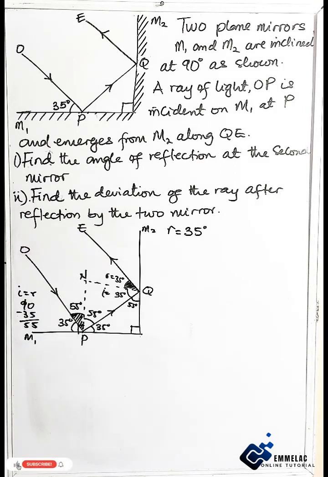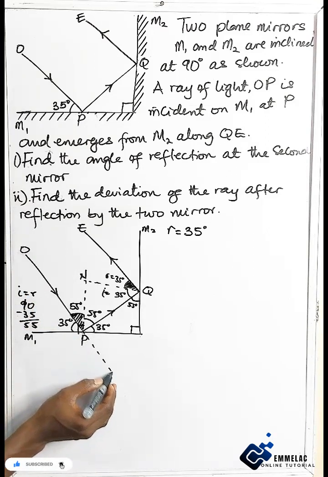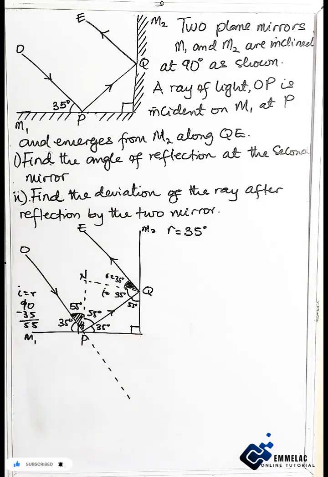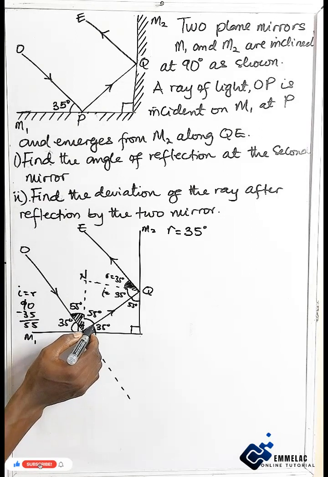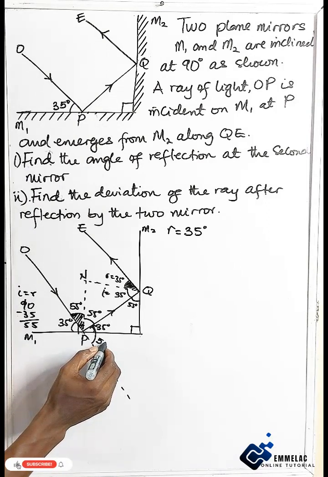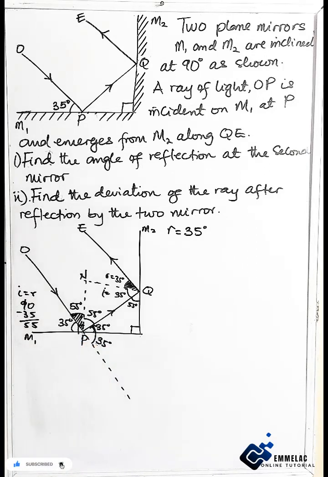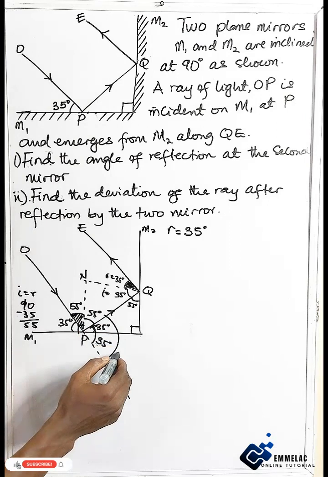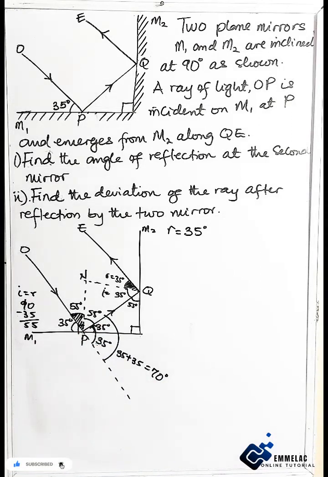Okay, now let us look at how to find the deviation of the ray after the reflection by the two mirrors. For us to get the deviation first, this is the incident ray. Normally, this is the path through which this ray is meant to pass without this mirror, right? So it definitely means it deviated from here down to this part here. Okay, all right. Now to this end, here should be 70, that will be 35. Okay, so that will be 35. So to this end, the deviation here will be 35 plus 35, which will give us what? 70 degree.